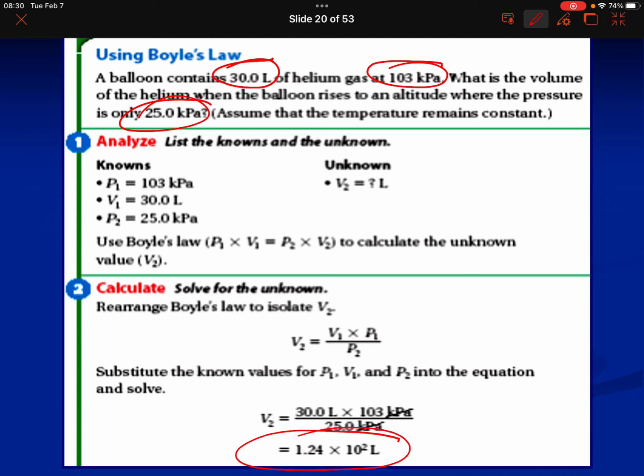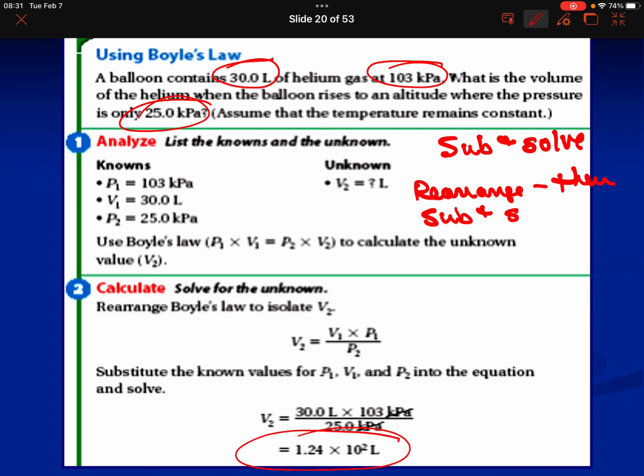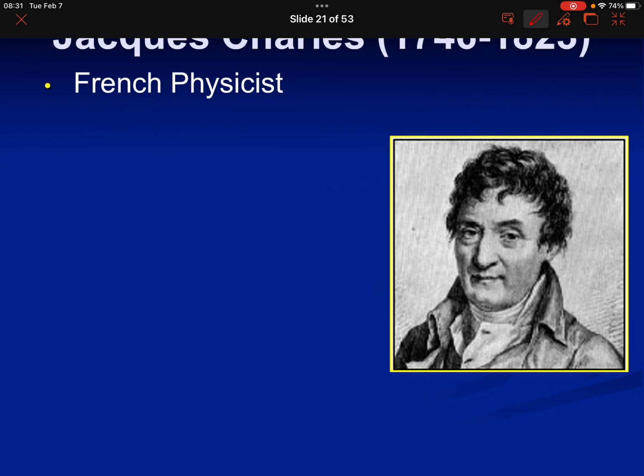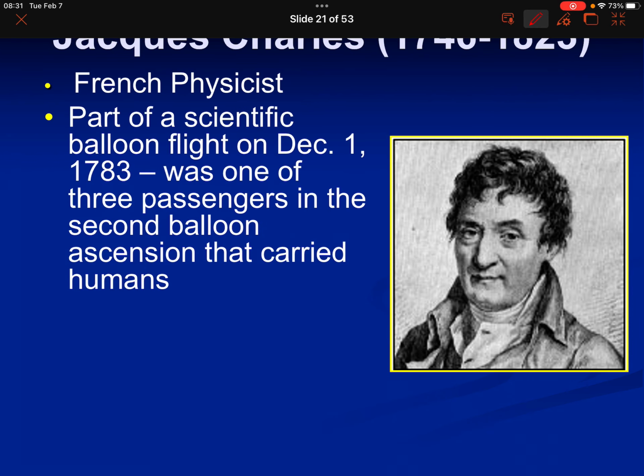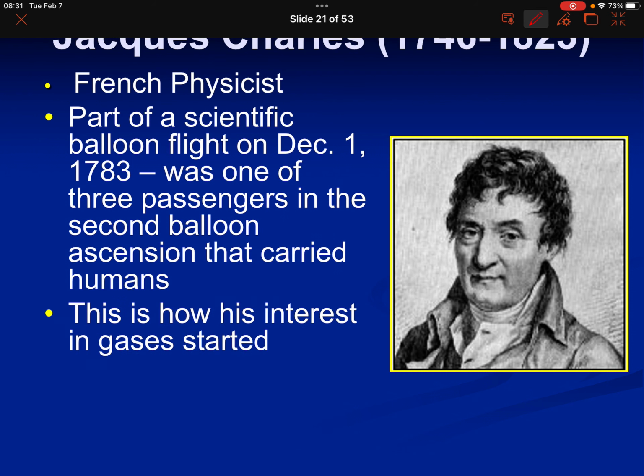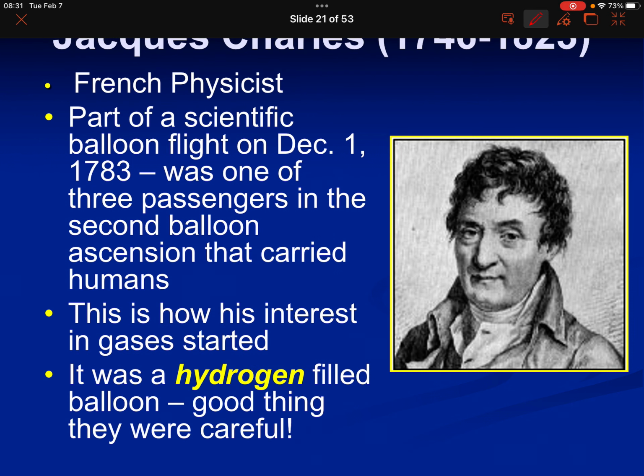This is an example problem in your book. I'm not going to spend too much time on it. I'm simply going to note that we have 3 sig figs, 3 sig figs, 3 sig figs, and we can have 3 sig figs in our final answer. There are 2 ways to do this. You can either sub then solve, or you can rearrange, then sub and solve, whatever you prefer. Whatever you prefer is good with me.